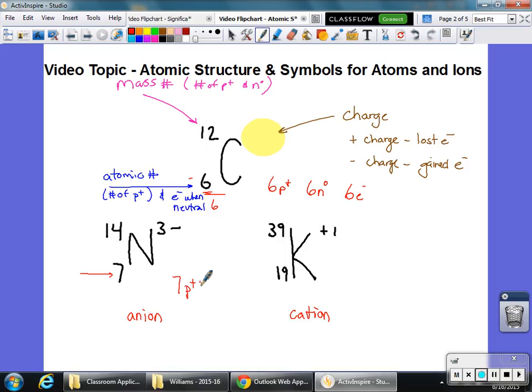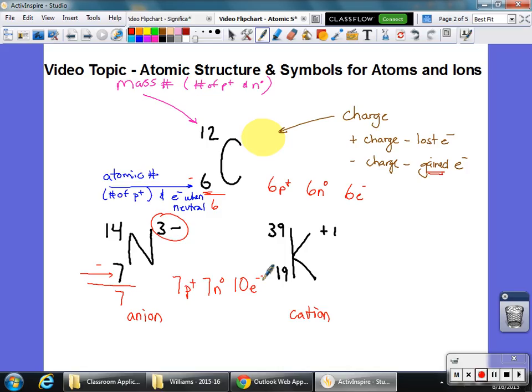Because the mass number is 14, 14 minus 7 is 7, so this would also have 7 neutrons in that ion. The difference comes when you look at the charge. Since there is a 3 minus charge, we start with the 7 electrons, but since negative charges gain electrons, we're going to take 7 plus 3 and get 10 electrons for the nitride ion.